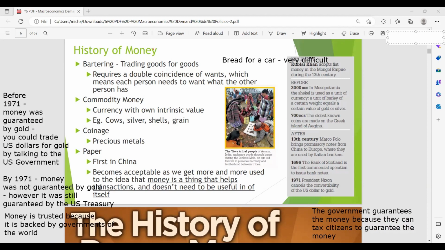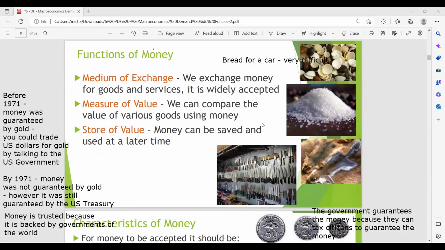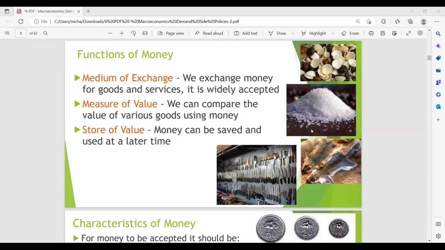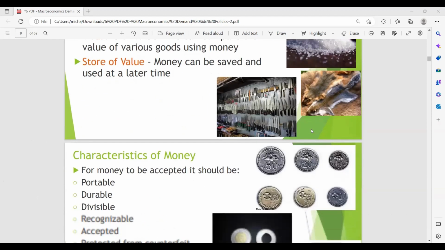Yeah. So I'll put this into the chat here. Functions of money. Money is a medium of exchange, so we exchange money for goods and services, and it is widely accepted. It's a measure of value, so we can compare the value of various goods using money. And it's a store of value, so money can be saved and used at a later time.